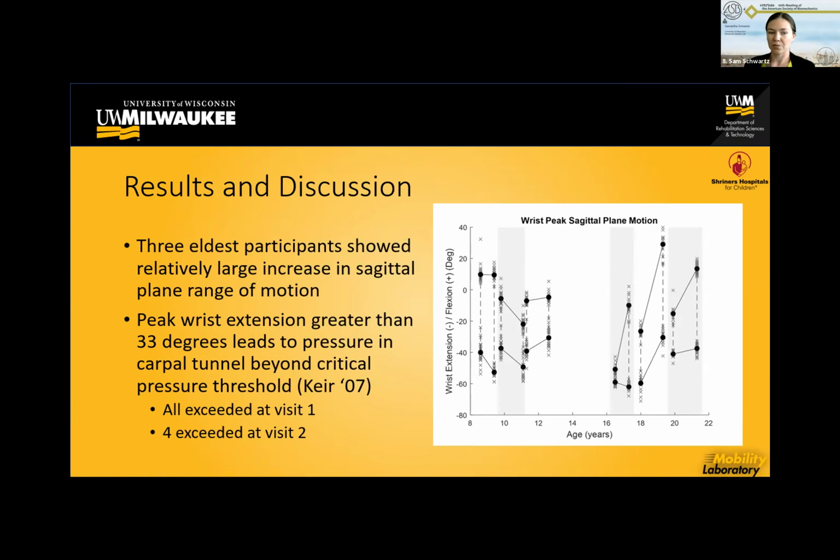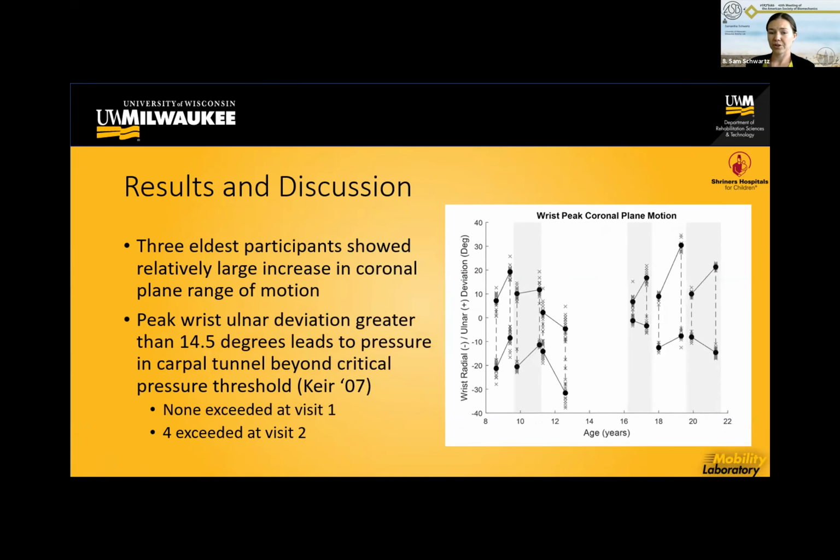Following that, we can see that the three eldest participants showed relatively large increases in the sagittal plane range of motion. And it has been noted previously that wrist extension greater than 33 degrees can lead to pressure in the carpal tunnel beyond a critical pressure threshold that has been related to carpal tunnel syndrome. We found that all of our participants exceeded this value at their first visit, and only 4 exceeded this value at their second visit.